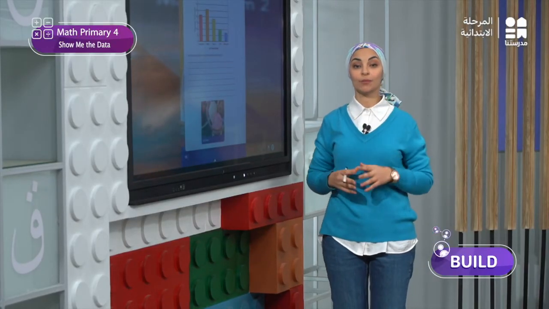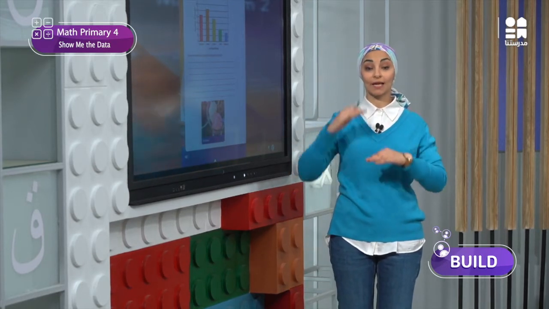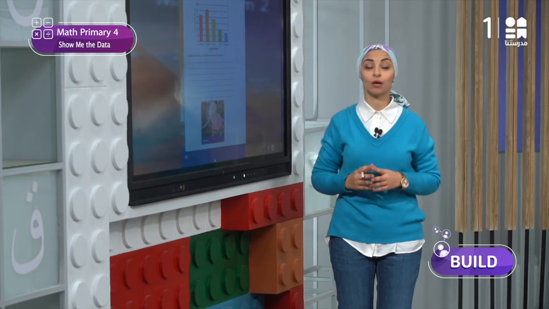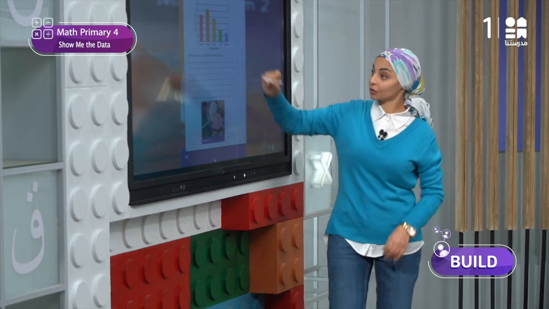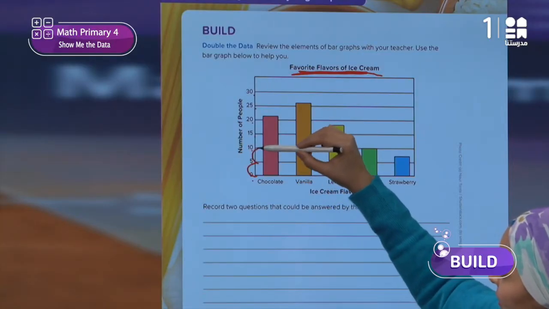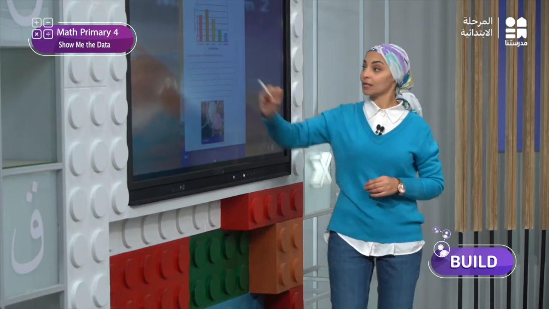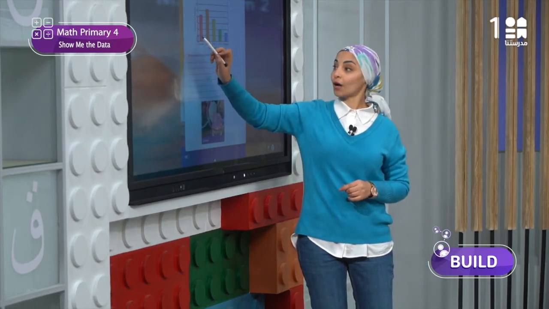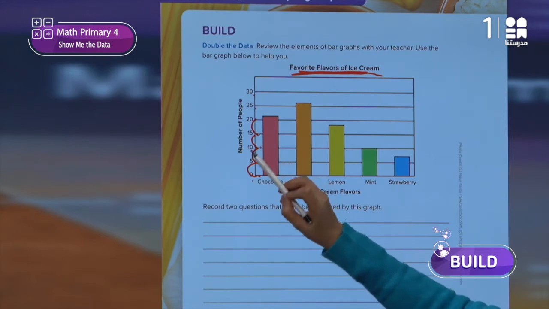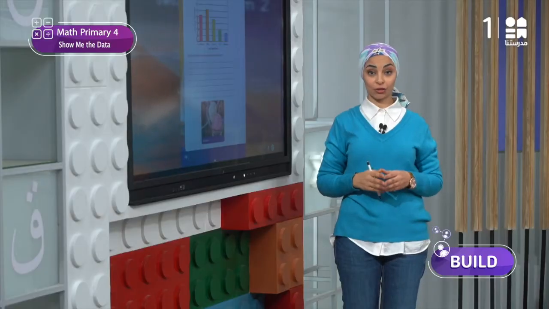طيب الثيرد element اللي هي الانترفلز. يعني ايه الانترفلز؟ الانترفلز اللي هي السبيس between each number on the scale. الانترفل اللي هي السبيس between each number and the other number. In the graph the intervals are the spaces between 0 و 5 و 5 و 10 و 10 و 15 و 15 و 20. السبيسز دي المسافات دي هي اللي اسمها intervals.